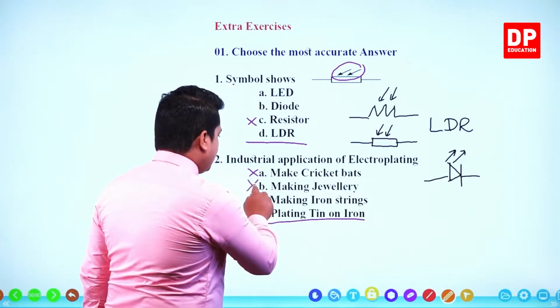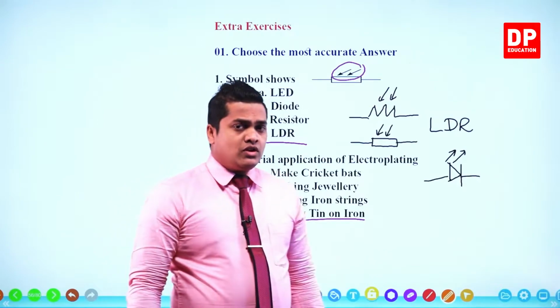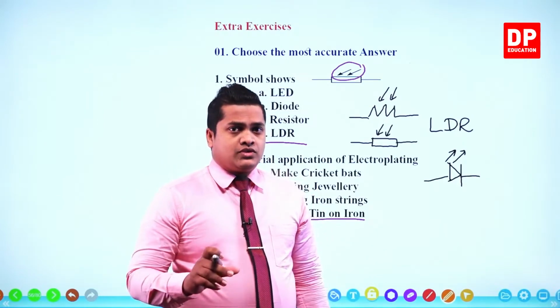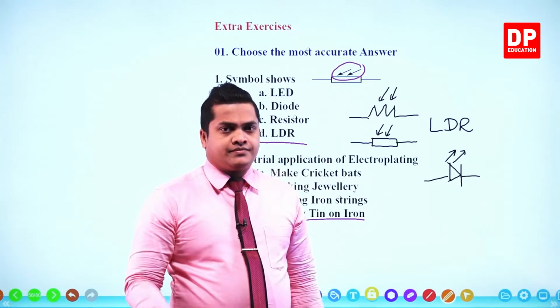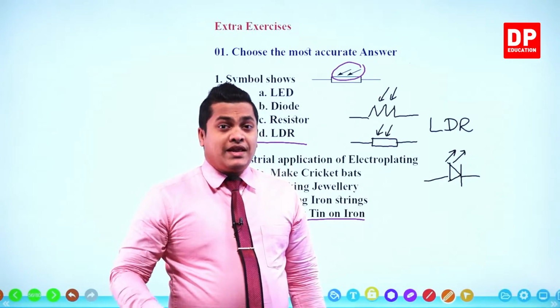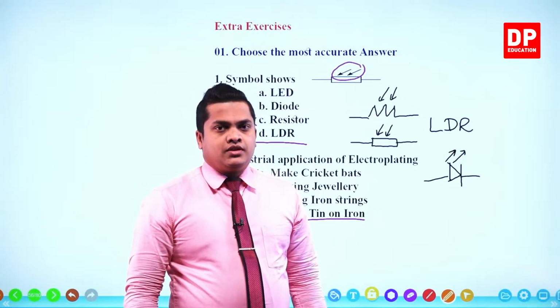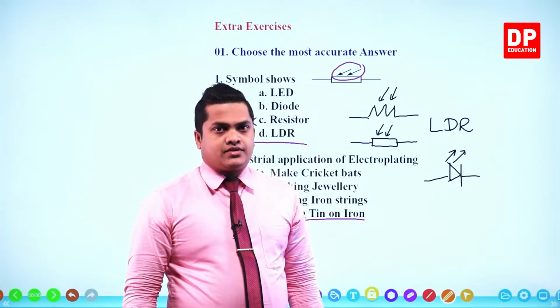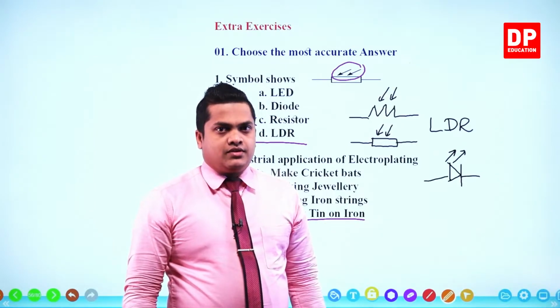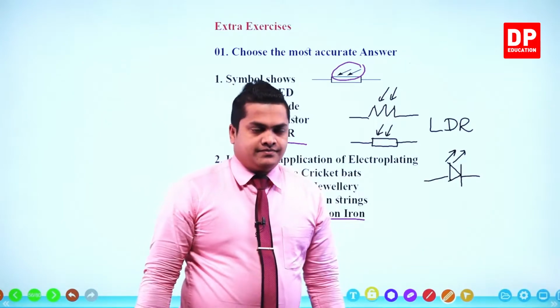This is also incorrect because in making jewelry, my dear children, we use either silver or gold. For the plating process, we use the electrolysis or electroplating process. However, in the making of these things, we never use plating processes, right? Okay then.